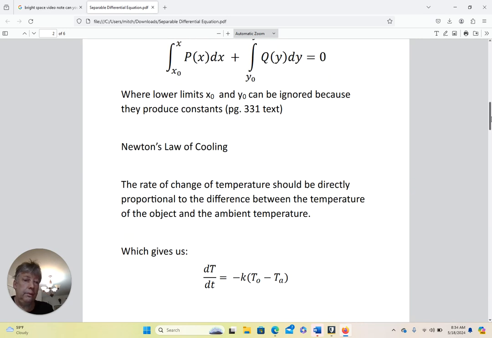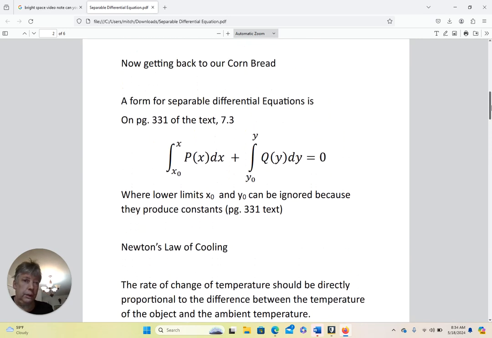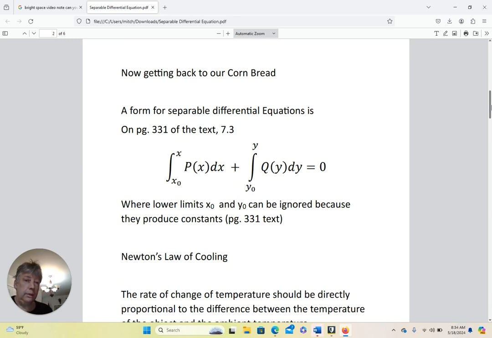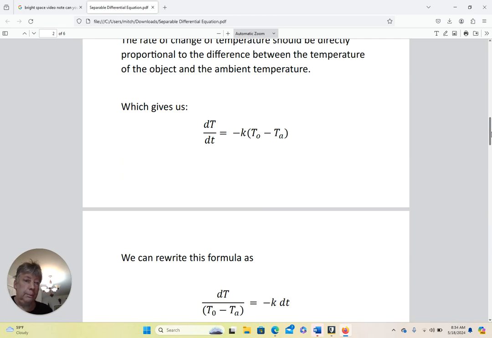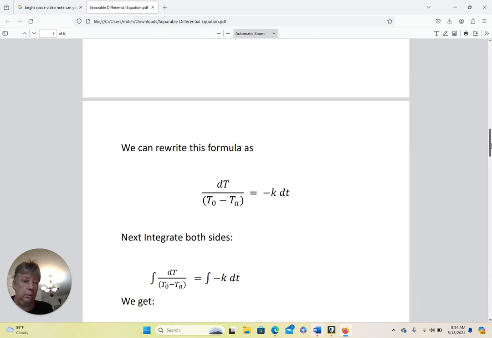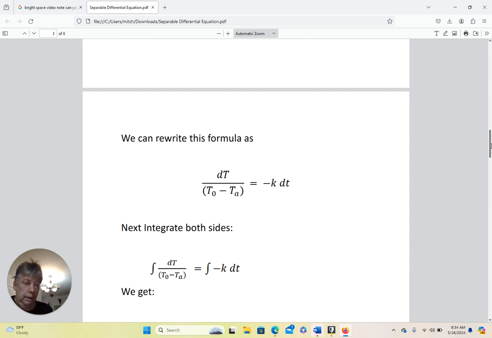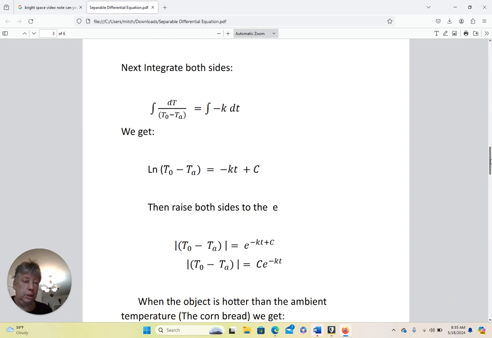So how do we figure this out? How do we do separable differential equations? If we go to page 331 of the text, section 7.3, it shows us this formula here. What we can do is divide by the object temperature minus the ambient temperature, and we get these two equations here. Then from here we can integrate both sides. We get the natural log of the object temperature minus the ambient temperature, and on the other side we integrate with respect to t. We end up getting negative k, and integrating with respect to t, we get negative kt.